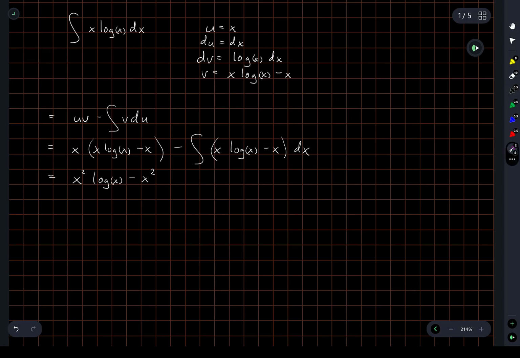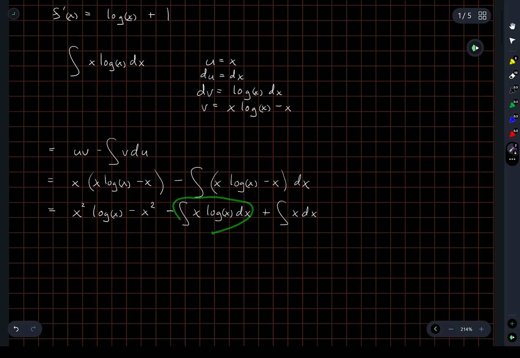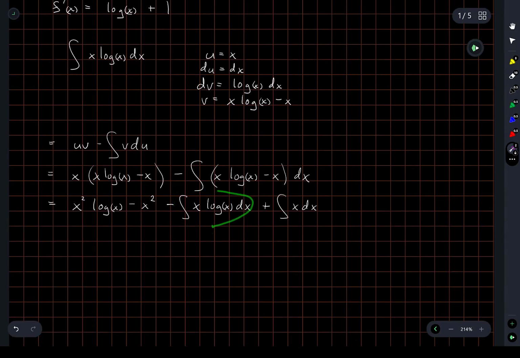All right, so let's expand this part at the beginning. I'm going to write this integral in two parts. I have minus the integral of x log x dx plus the integral of x dx. So the first thing I'm noticing, this integral is the thing we're actually trying to solve for, right? So it looks like perhaps we're going in circles.